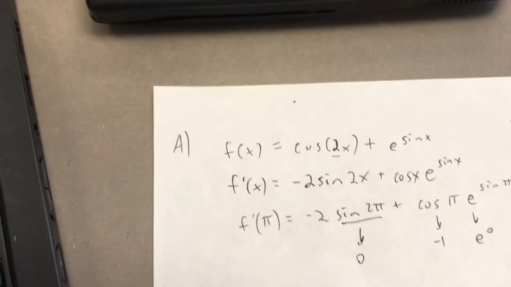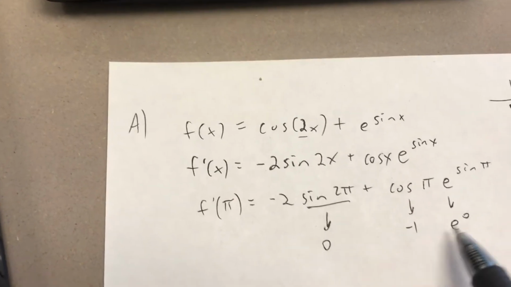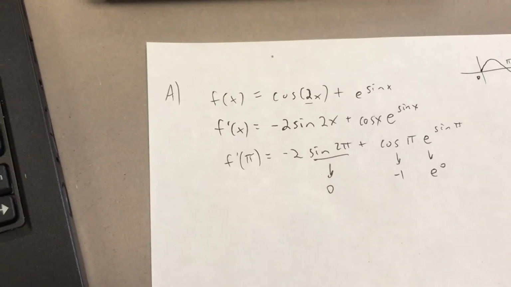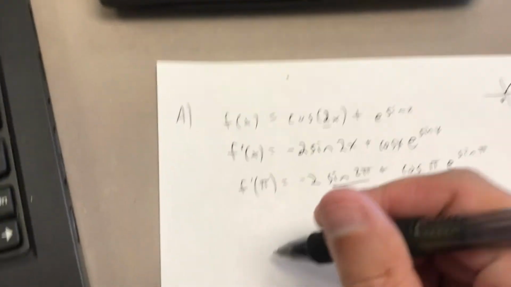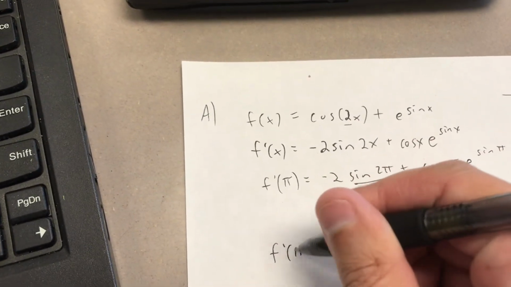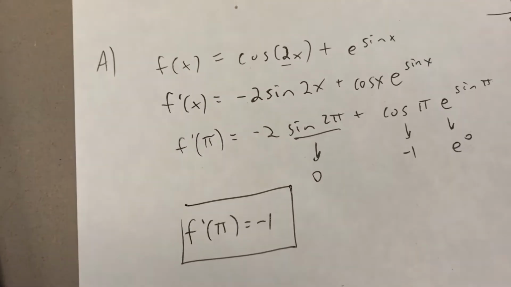All right, so you're going to get negative 2 times 0, which is just 0. You're going to get negative 1 times e to the 0, which is going to end up being an answer of negative 1, okay? So I would write down that f prime of pi is equal to negative 1. And again, I think that kind of work would probably be appropriate.